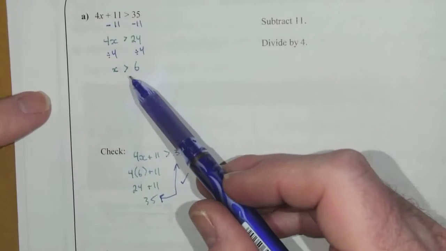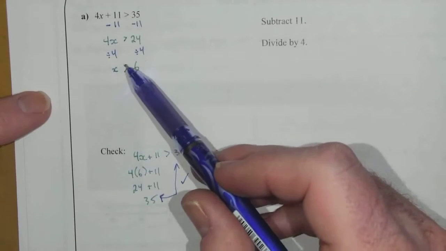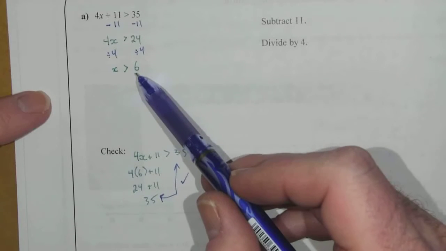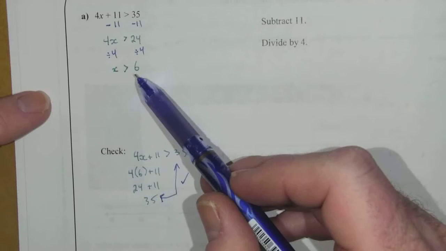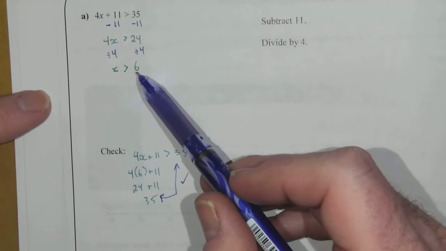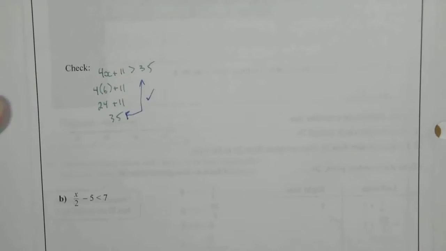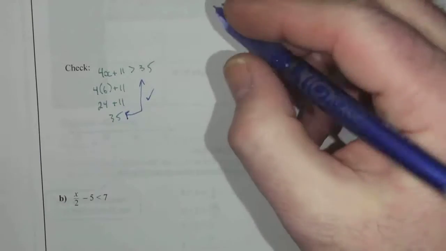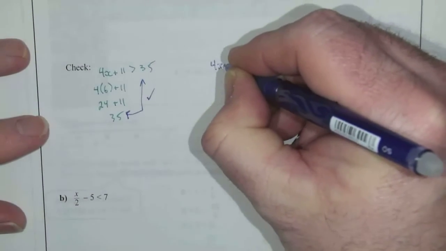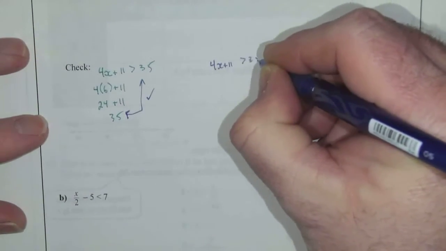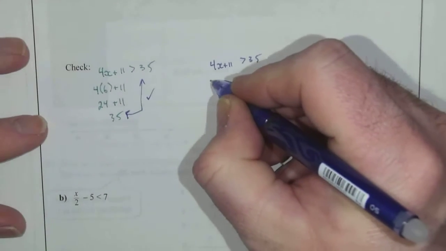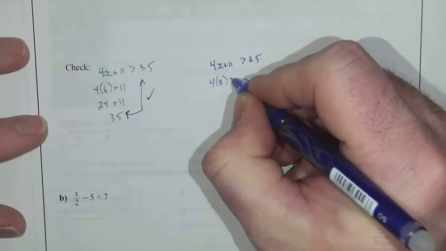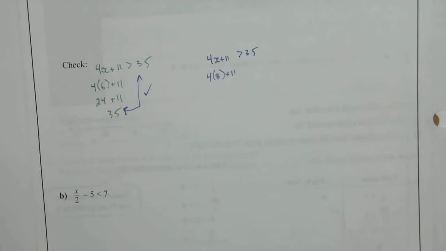Now, I have to make sure that my sign is also correct. So, if my solution is x is greater than 6, I need to take a number that is greater than 6 and test it. So in this case, I'm going to use 8. So, I will take the original question, and I'm going to substitute in the number 8 and see what happens.